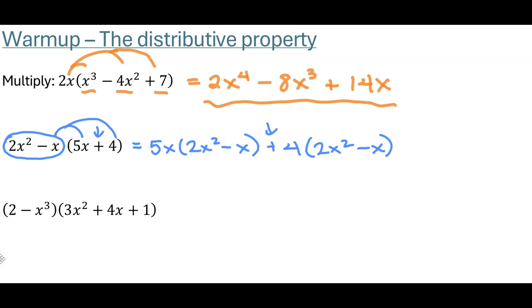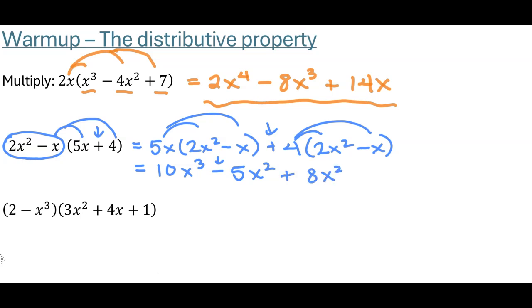This is not fully multiplied out yet. I multiplied the first factor through, but I can still do better. I can now distribute through each part of the second factor. So if I multiply the 5x by the 2x squared, I get a 10x cubed. 5x times x is 5x squared, keeping that subtraction in the middle. 4 times 2x squared is 8x squared, again keeping the addition. 4 times x is just 4x, and I'll keep that subtraction in the middle.